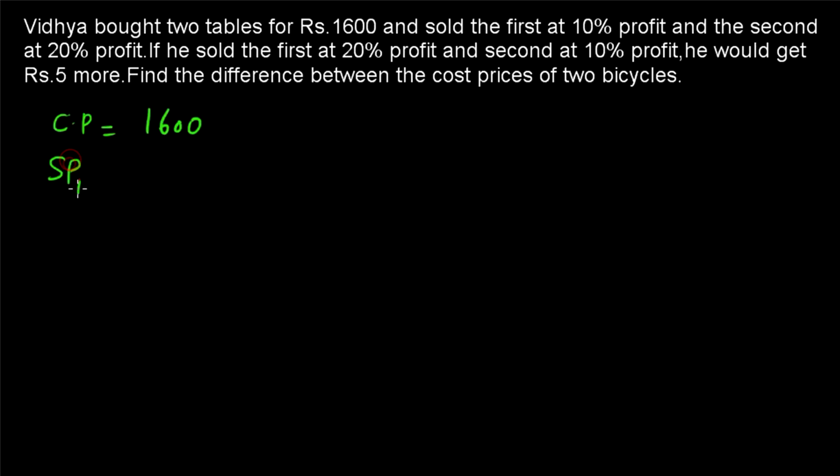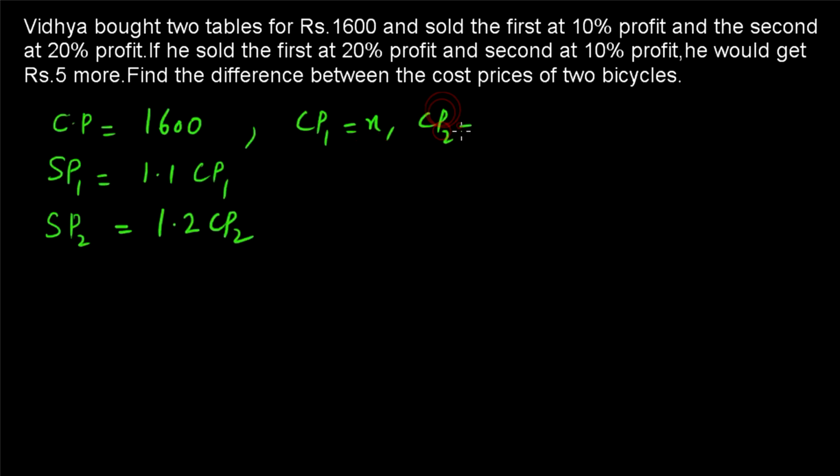So what will be SP1? SP1 will be equal to 1.1 into CP1. Okay, so this is just an outline I am writing. Then what will be the second one? The second selling price is at a 20% profit. Okay, so CP1 and CP2 let's represent by X and Y. CP1 is equal to X and CP2 is equal to Y in order to make it easier.